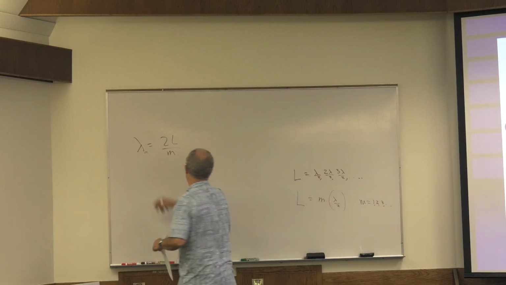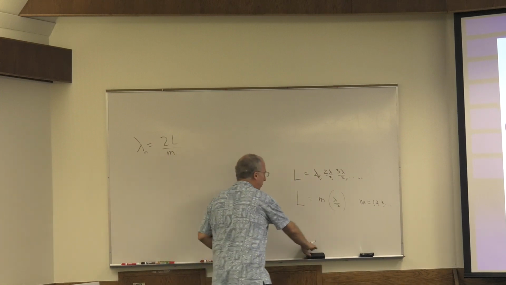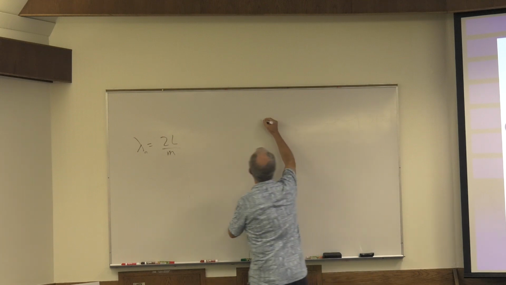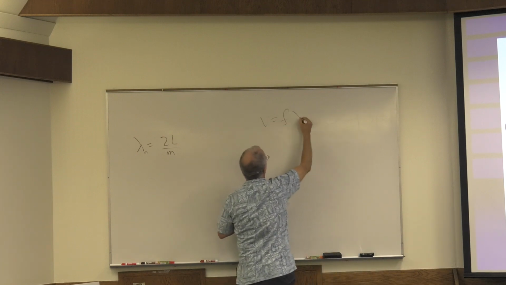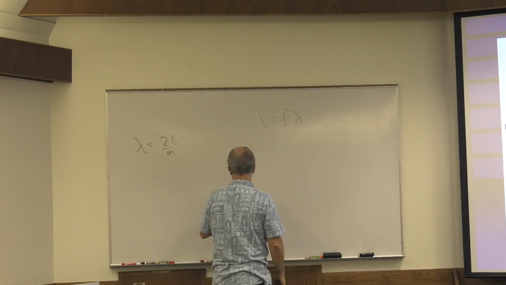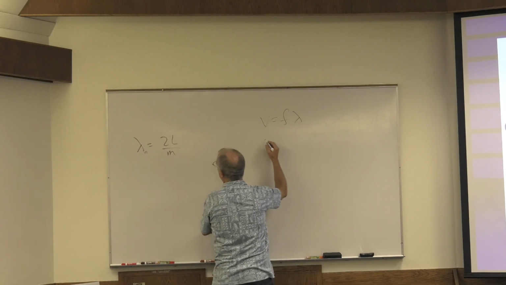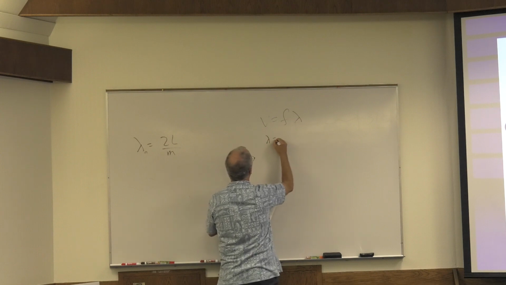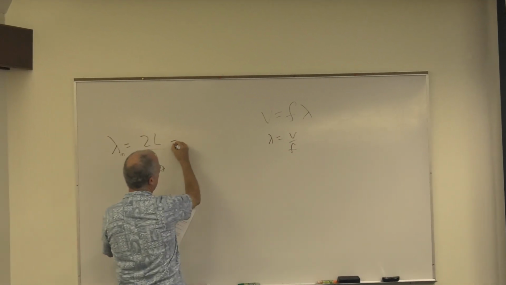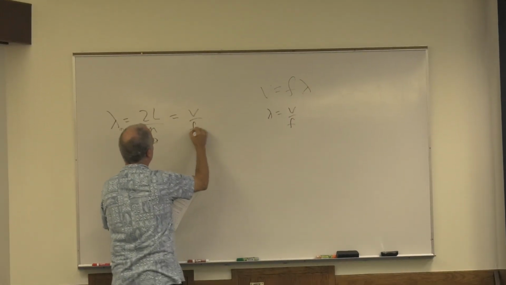Now remember, I said we want to find the frequencies at which you get standing waves. Well, this is wavelength. How do you get frequencies from wavelengths? F equals ma, I know it's not F equals ma, but I always call this F equals ma for waves. So here you go. The wavelength is v over f, so this equals v over f.